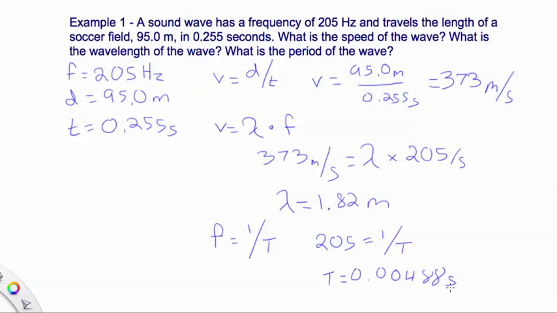So the way those are related, remember the frequency means 205 waves pass a point in 1 second, and the period means that it takes 0.00488 seconds for one full wave to pass the point.